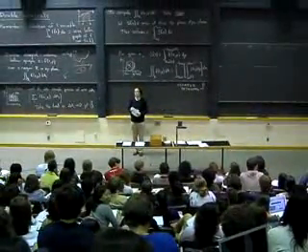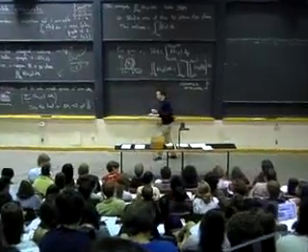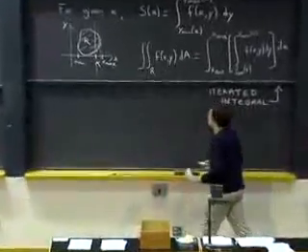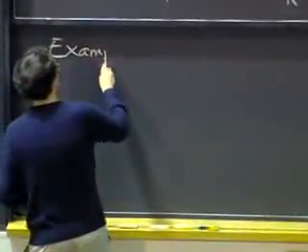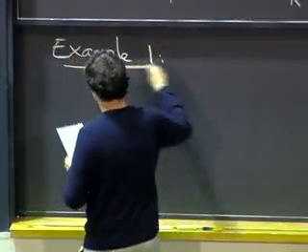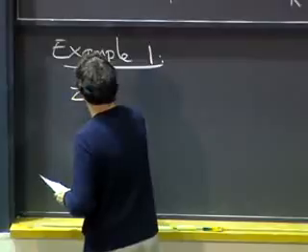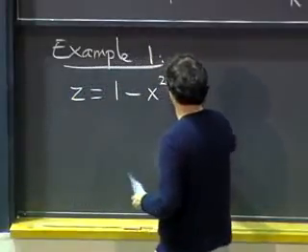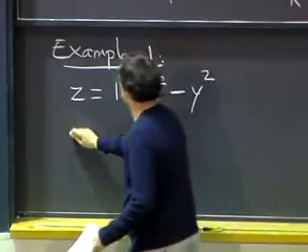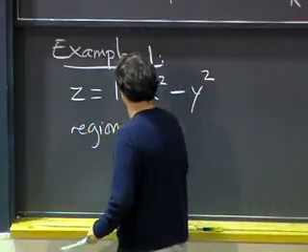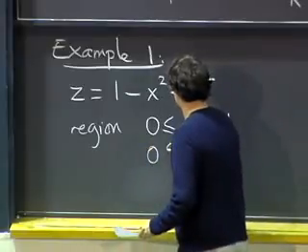No more questions? Okay. So let's do a first example. Let's say that we want to integrate the function 1 minus x squared minus y squared over the region defined by x between 0 and 1 and y between 0 and 1.